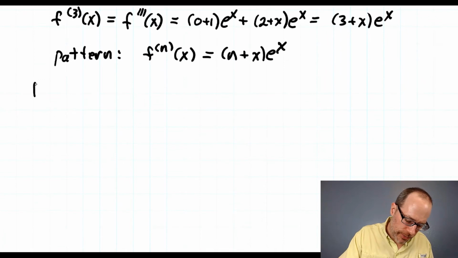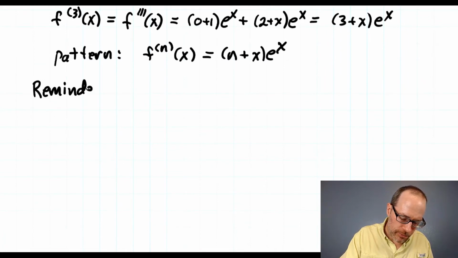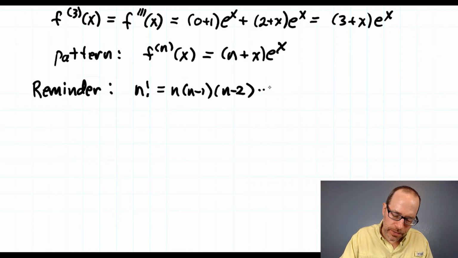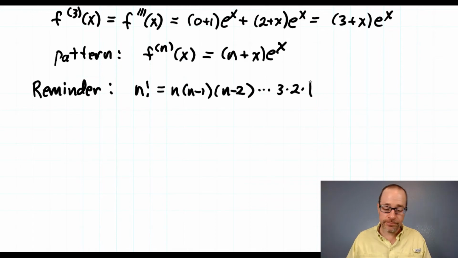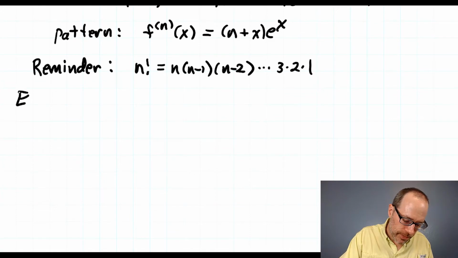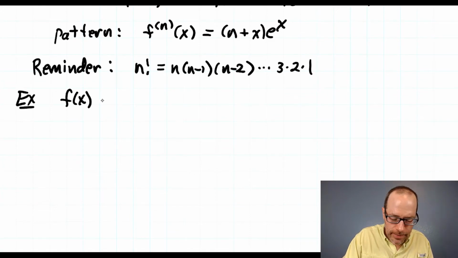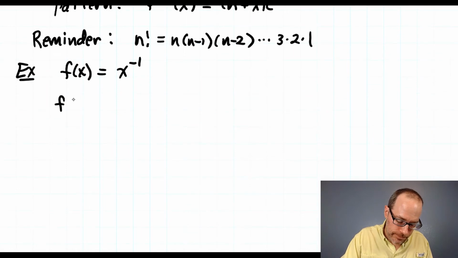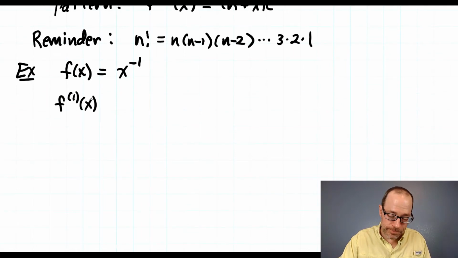Before I do that, I just want to remind you of factorial notation. So remember, n factorial just means you do n times n minus 1 times n minus 2 all the way down to 3 times 2 times 1, and that's n factorial. So here's the example. Let's look at f of x equals x to the minus 1. Then the first derivative, the minus comes down, so we get minus x to the minus 2.